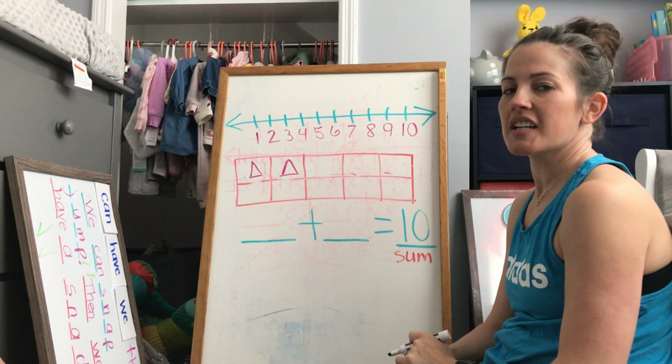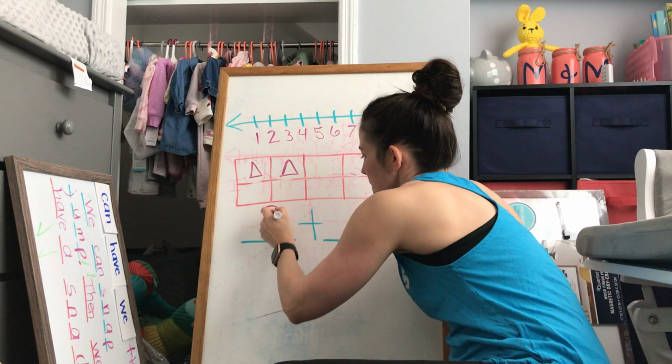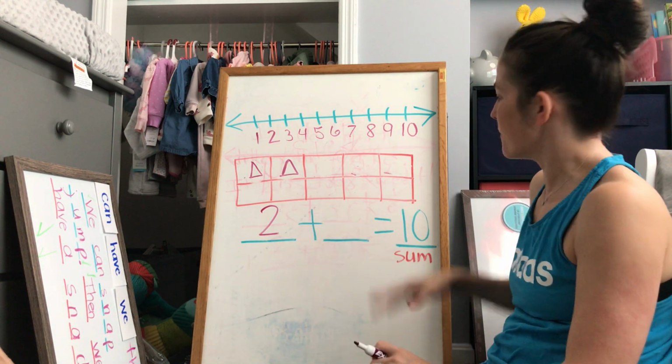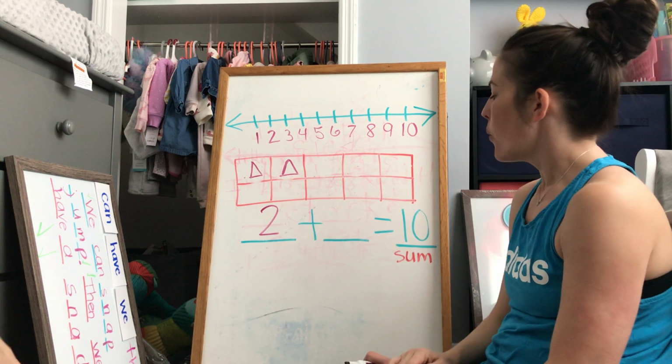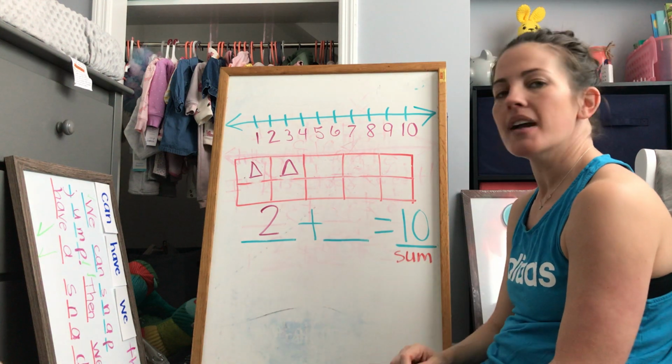How many triangles did I draw? Easy, 2. Okay, I have to figure out the missing number here, part of the whole. I've got 2. What is my strategy for figuring out what this number is?